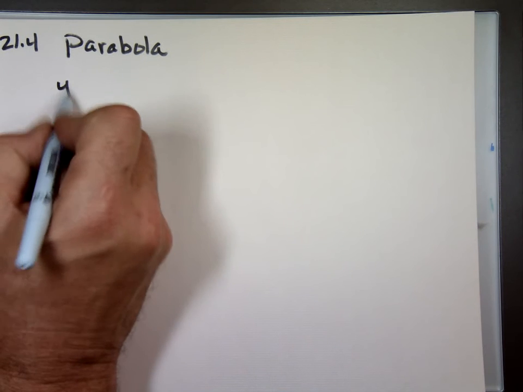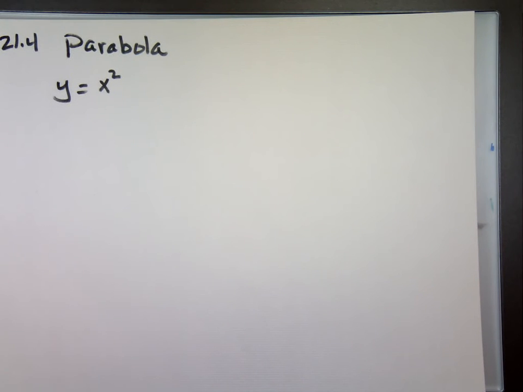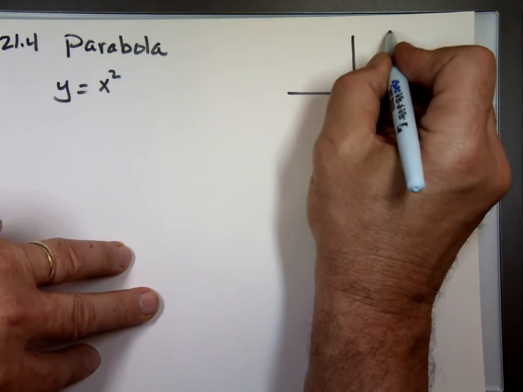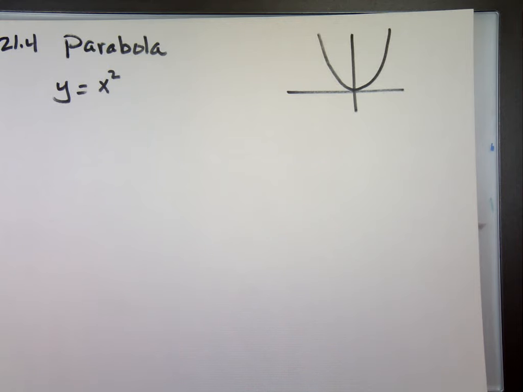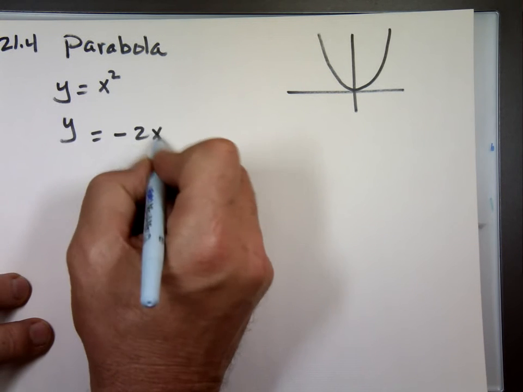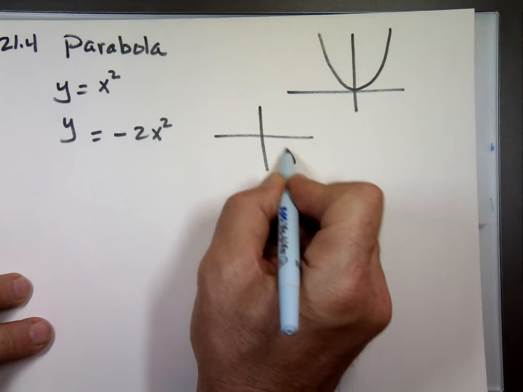When we used to write y equals x squared, we say, what's the graph of that? That's a parabola. Which way? It looks like this. If you see y equals negative 2x squared, that's a parabola. Concave down.